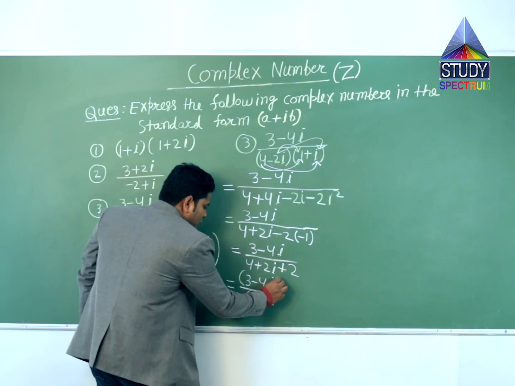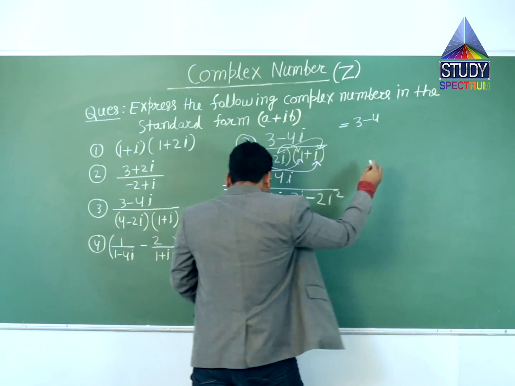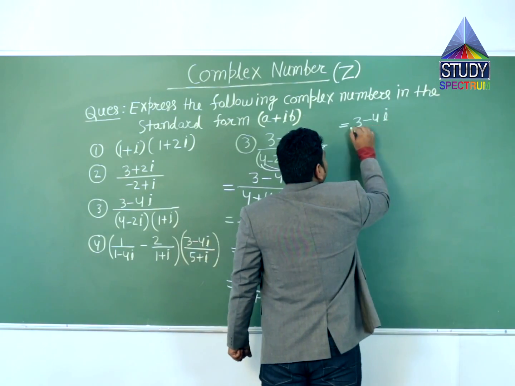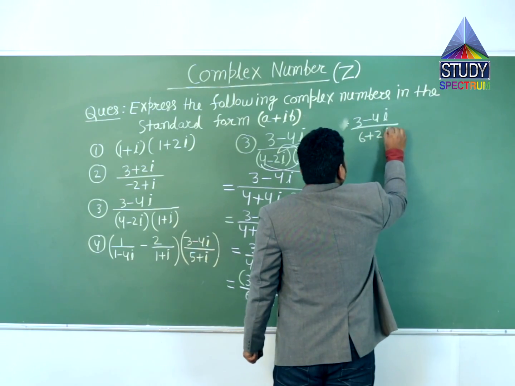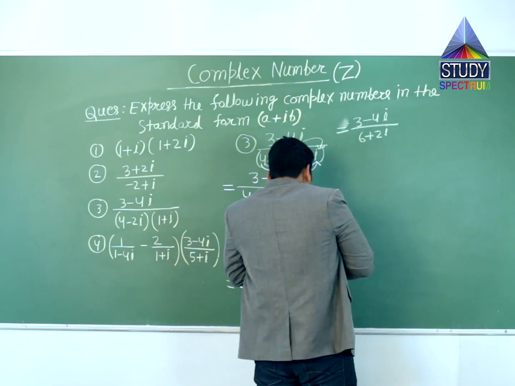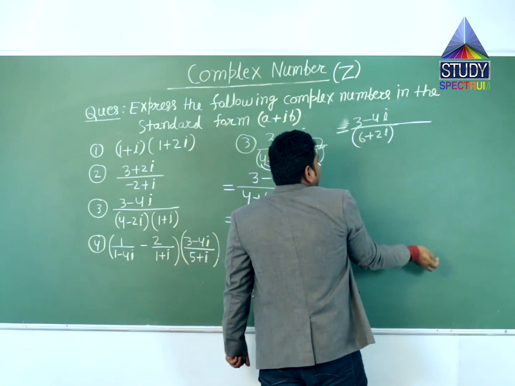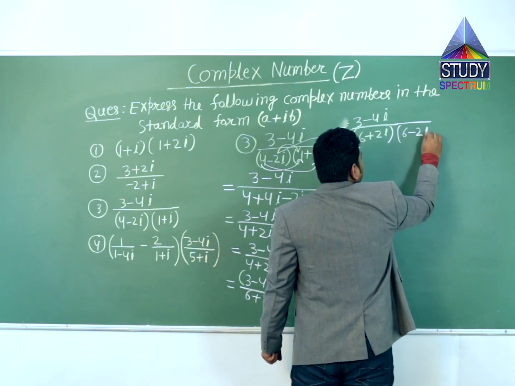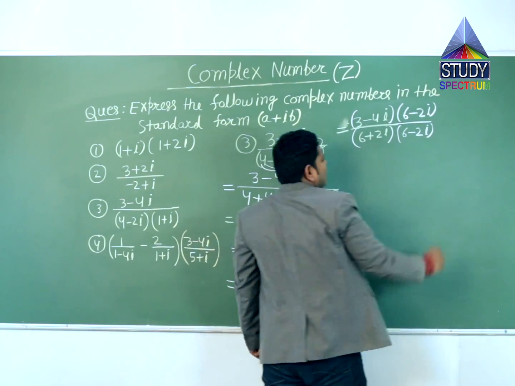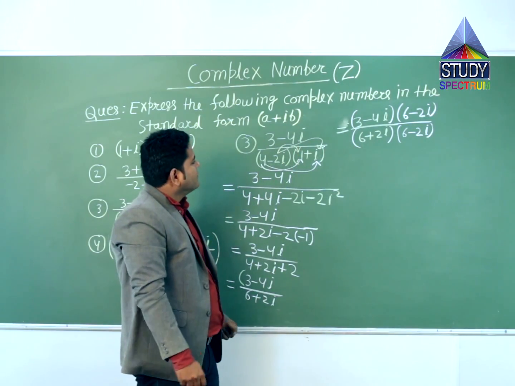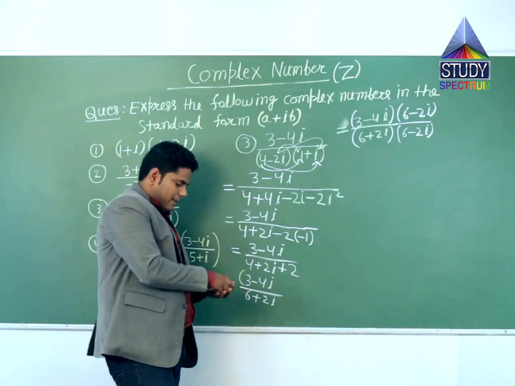So let's do it here. So we'll multiply. In the numerator we have 3 minus 4i, and in the denominator we have 6 plus 2i. So we will multiply numerator and denominator by changing the sign between these two terms. So we will multiply the denominator by 6 minus 2i, and we'll also multiply 6 minus 2i in the numerator. Okay, because this term and this term will be cancelled out and you are left with this one.